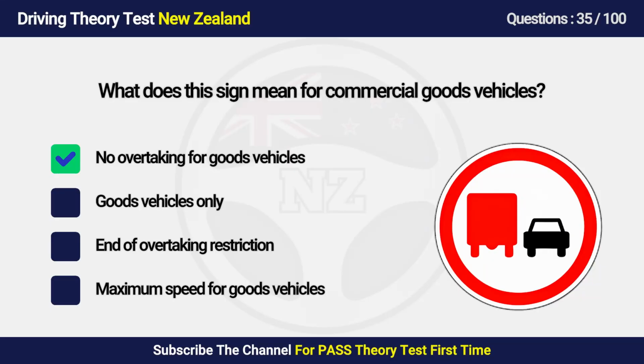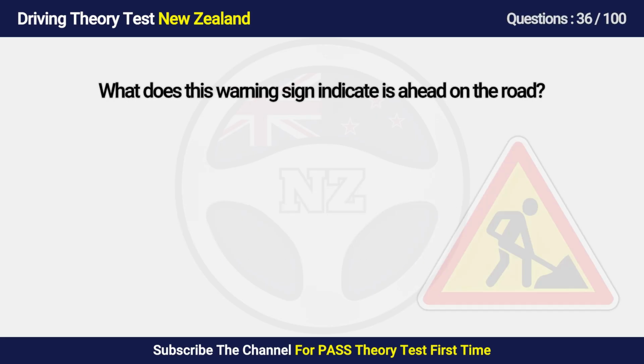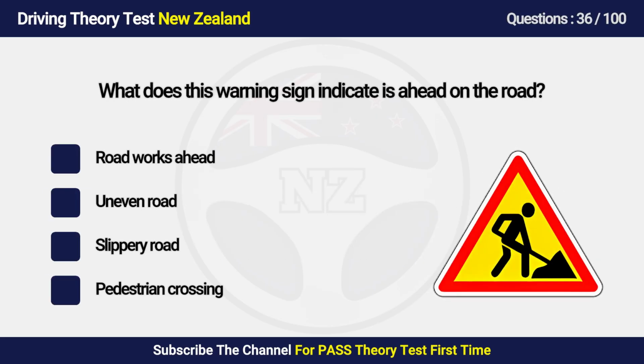Answer is A. No overtaking for goods vehicles. This sign prohibits goods vehicles, trucks, from overtaking other vehicles from this point, often on sections with limited visibility or steep inclines.